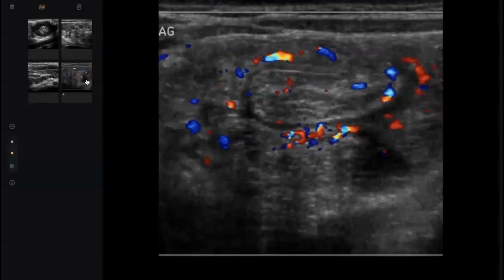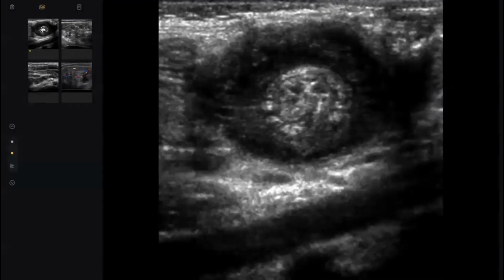These are ultrasound images of the same patient. This is a bowel loop with thickening of the bowel wall, giving a donut sign appearance, or pseudo-kidney sign. So this could be due to intussusception.